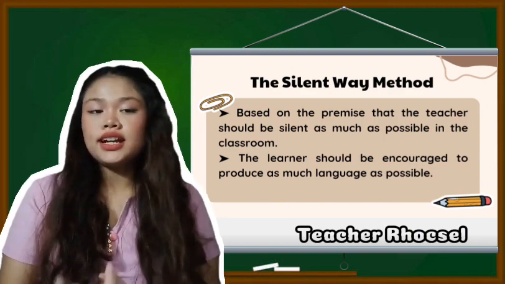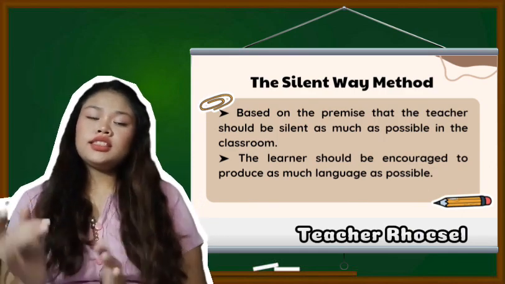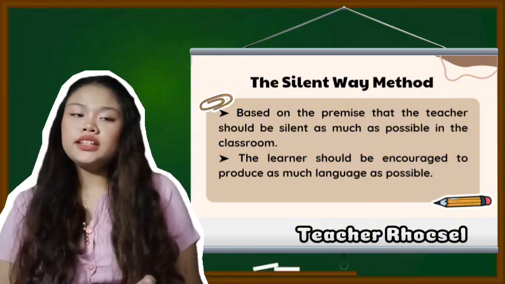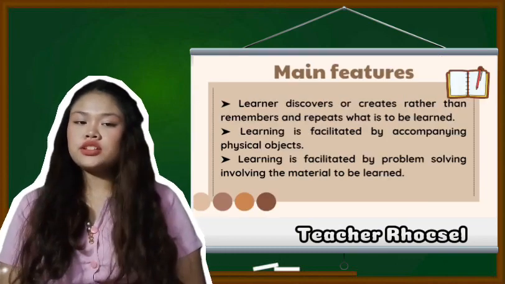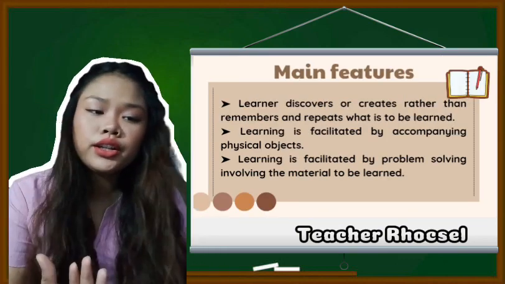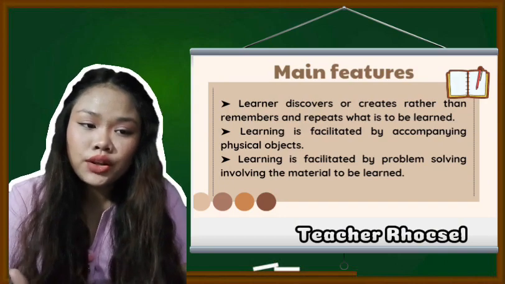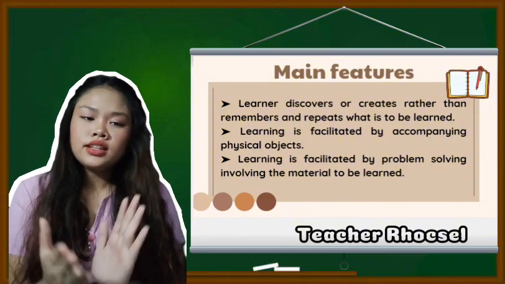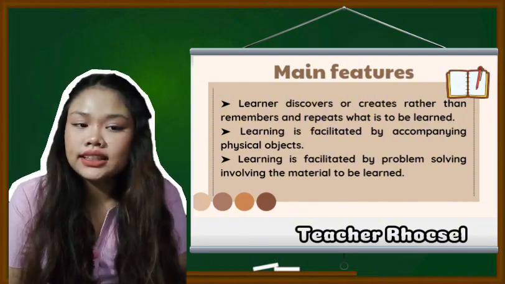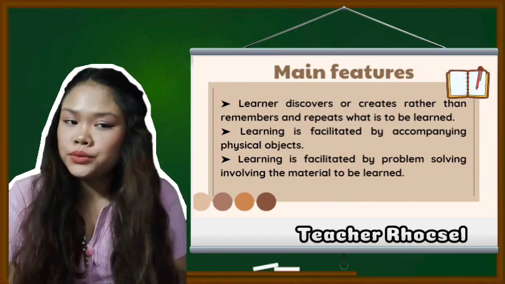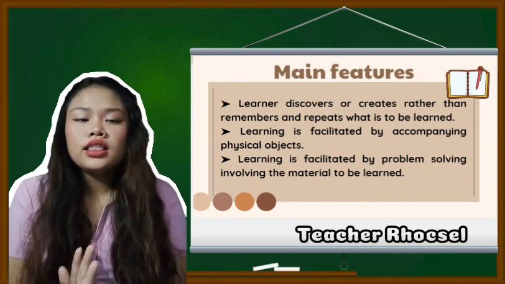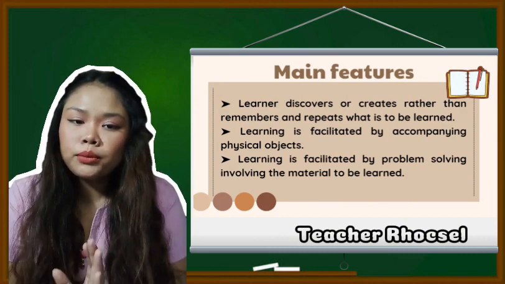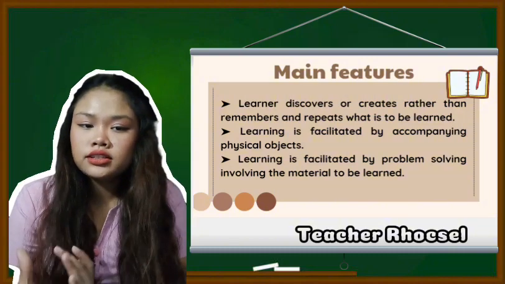The Silent Way is characterized by its focus on discovery, creativity, problem solving, and the use of accompanying materials. The major features of Silent Way are: the learner discovers or creates rather than remembers and repeats what is to be learned; learning is facilitated by accompanying physical objects; and lastly, learning is facilitated by problem solving involving the materials to be learned.